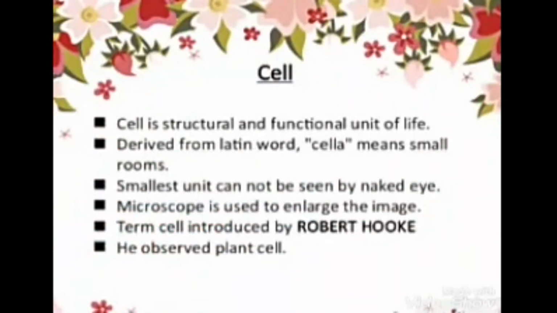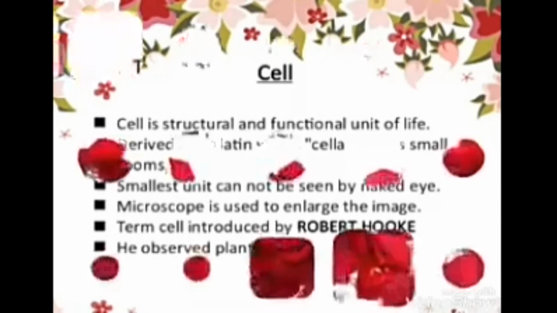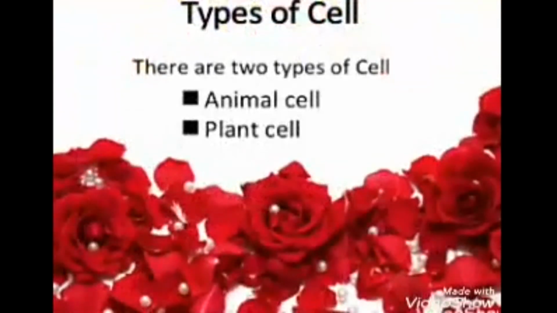Number 1 is cell. Cell is a structural and functional unit of life. This is derived from a Latin word cella, meaning small rooms. It is the smallest unit and cannot be seen by the naked eye, so a microscope is used to enlarge the image. This term was first introduced by a scientist known as Robert Hooke. He observed a plant cell under a microscope.